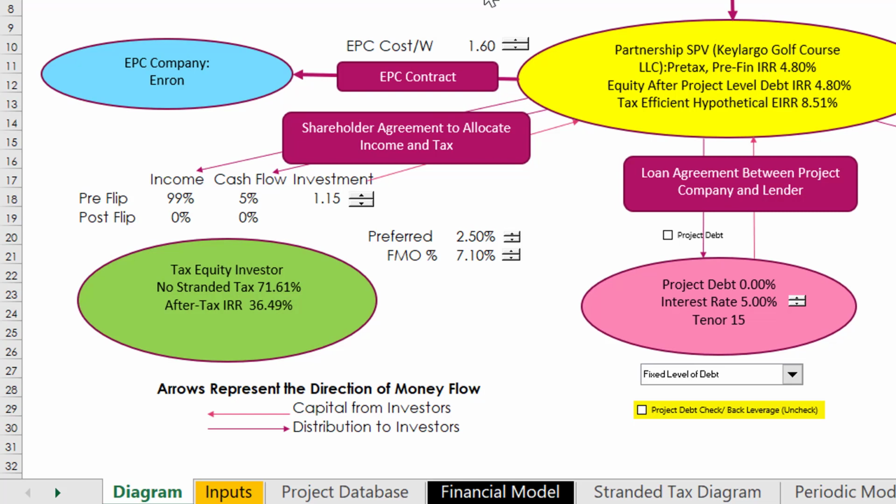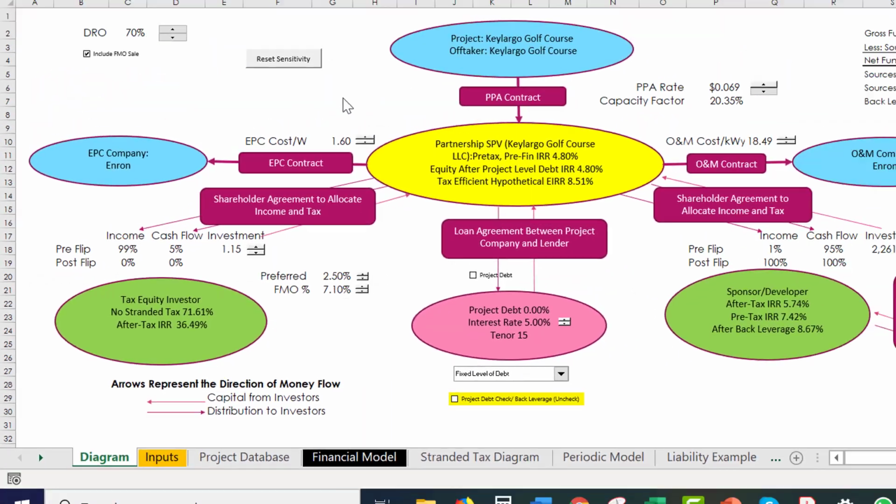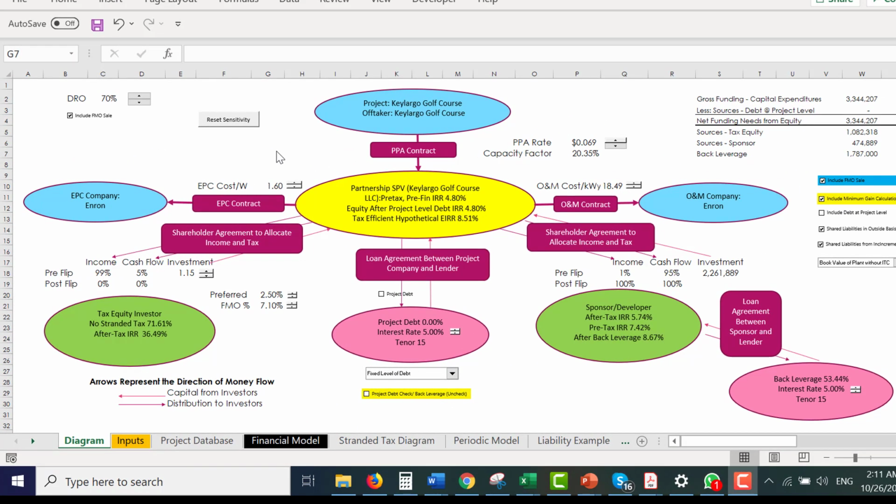I'm sure a lot of people watching this video already know all about this. So this video is going to be a first kind of video that discusses how this whole thing works, in particular in the context of a solar project.